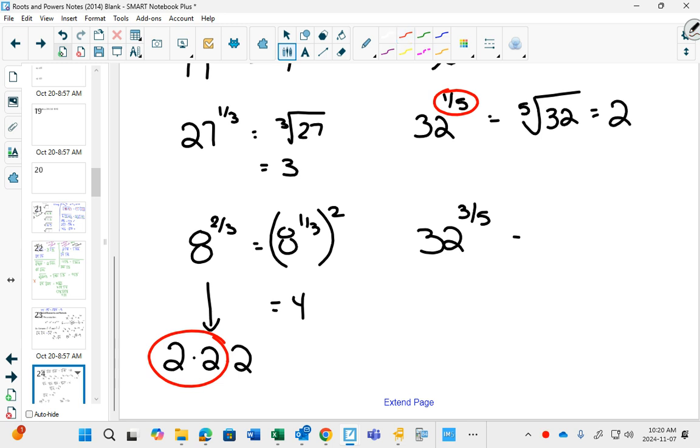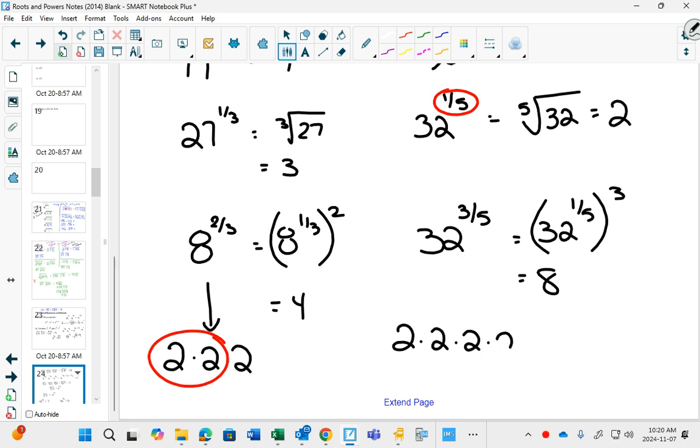32 to the 3/5. Exponent laws from grade 9 would say I could do the 1/5 first and then cube. We already figured out 32 to the 1/5 was 2. What's 2 cubed? Not 6. 2 cubed is 2 times 2 times 2. This will be 8. If you do the prime factorization of 32 and take 3/5 of it, you get 8. I don't know. I think that's super cool.